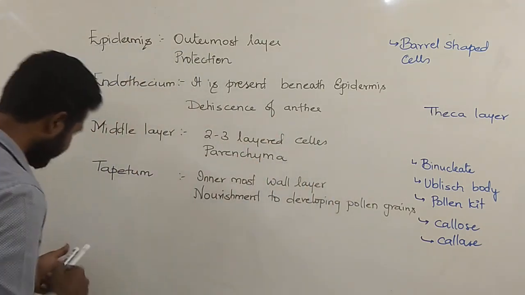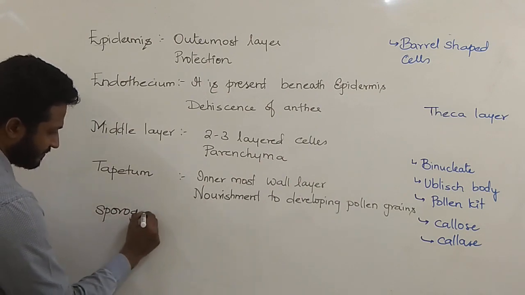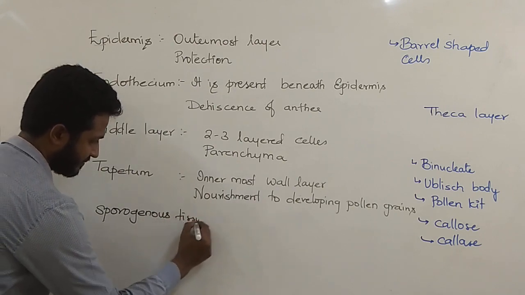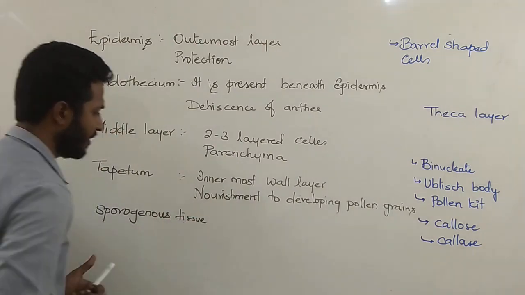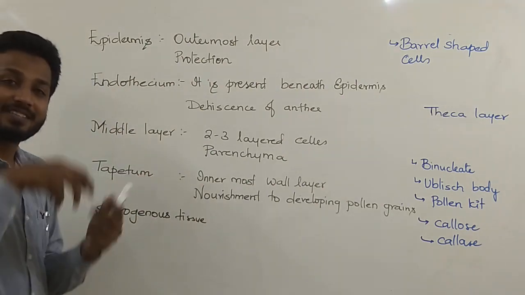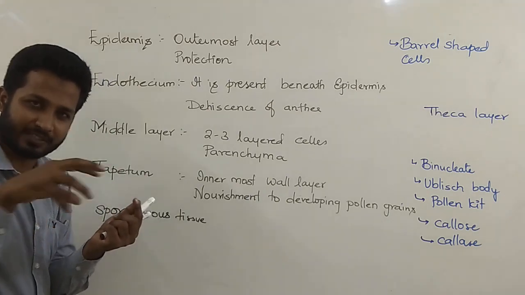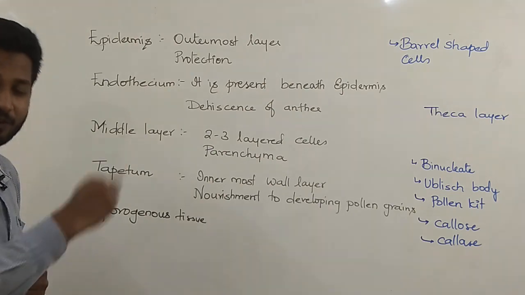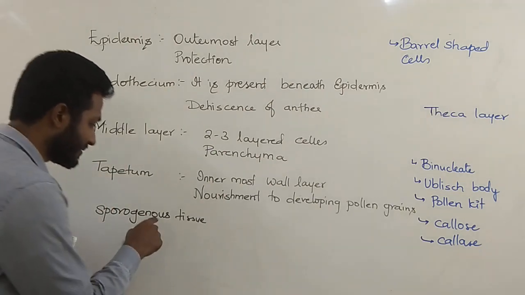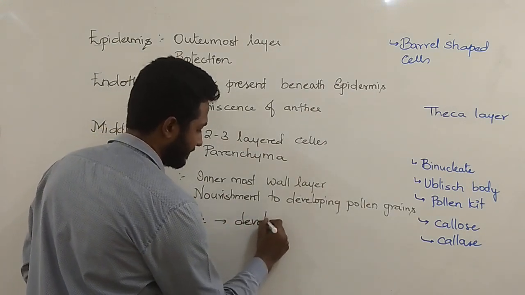Now, moving ahead, we have sporogenous tissue. What exactly is sporogenous tissue? It is the tissue which is there within those minute sacs called microsporangium. There were 4 microsporangium, that is why we called it tetrasporangiate, and it is this tissue which is going to develop into pollen grain.